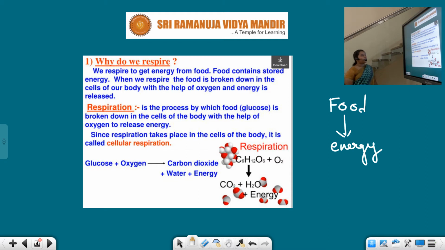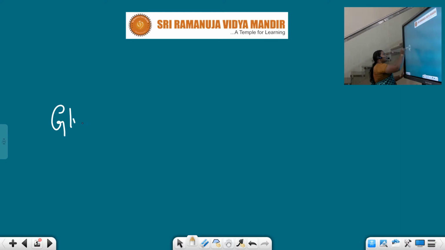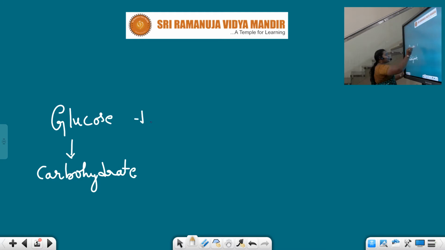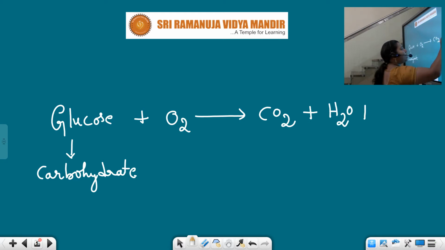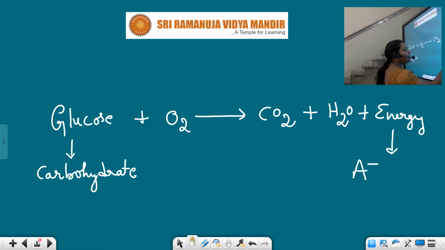Now let us define respiration. It is the process by which food is broken down in the cells of the body with the help of oxygen to release energy. Let us write the equation. Glucose is a carbohydrate present in the food materials. Whenever glucose reaches the cell, it combines with oxygen. This leads to the breakdown of glucose to liberate energy. In that procedure, it gives carbon dioxide, water and energy.